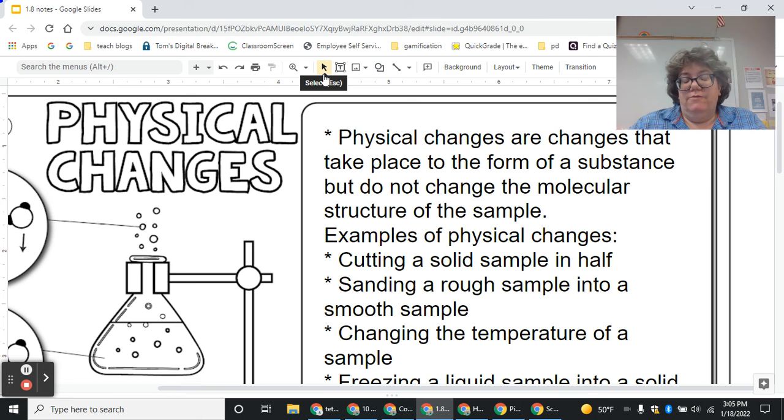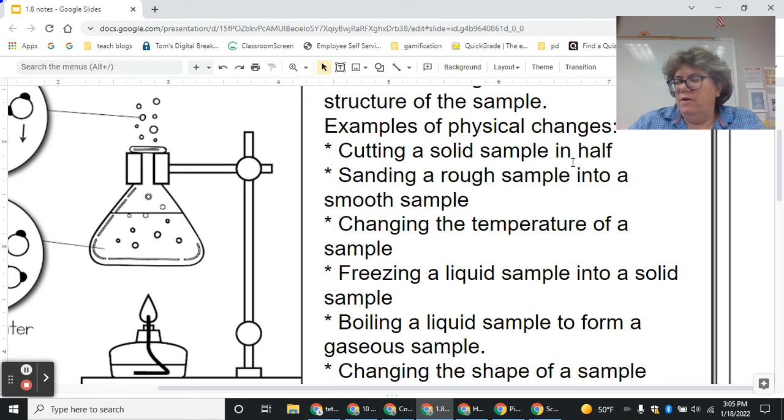So when something undergoes a physical change, it is still whatever it is at the end. It doesn't convert to something else. It just takes a different form. So like it says here, cutting something in half, right? Or tearing a piece of paper in half. That's a physical change. You still have paper, but you have two smaller pieces of paper.